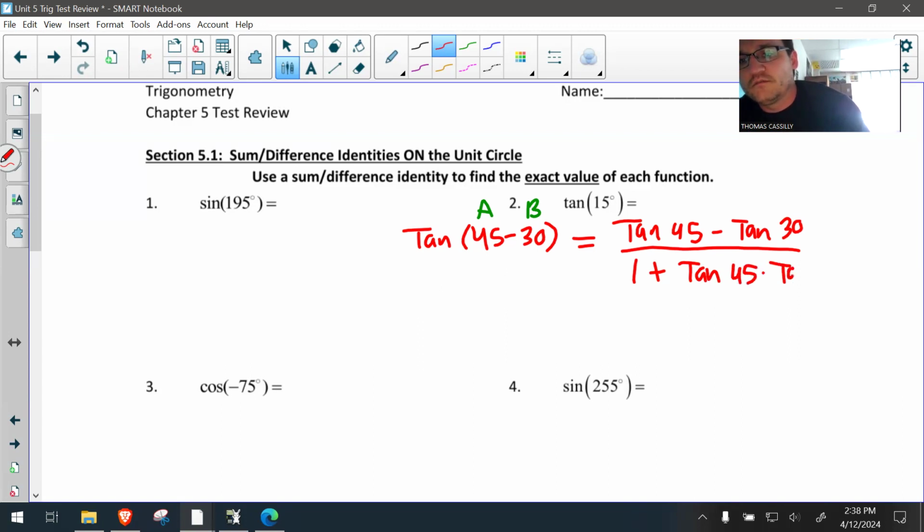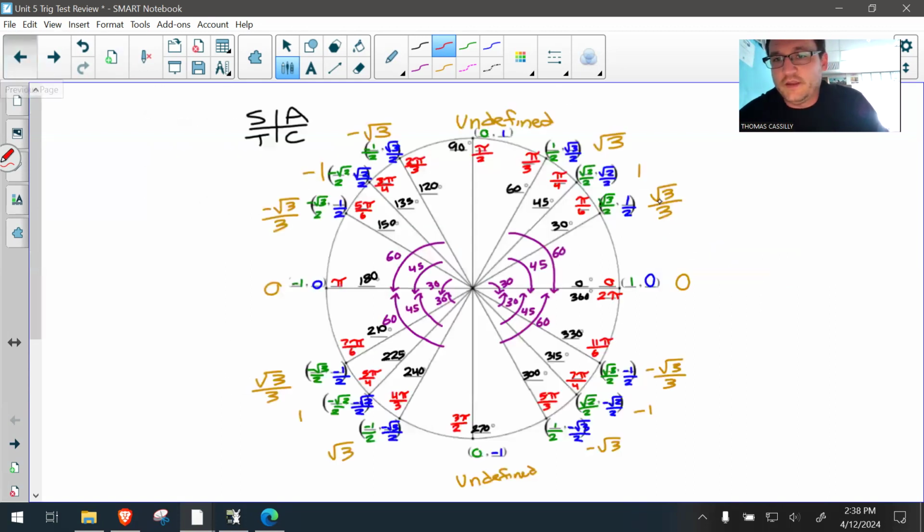Times the tangent of 30. All right. So let's go ahead and simplify this. I'm going to go over here because I'm probably going to need some space. Tangent of 45 is 1. The tangent of 30 is square root of 3 over 3.